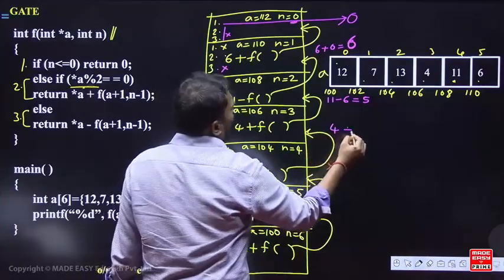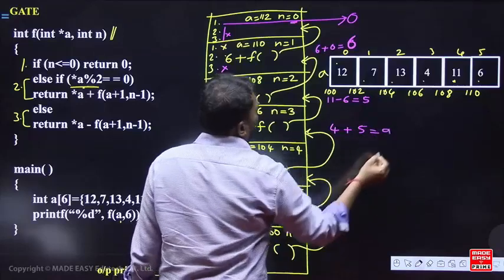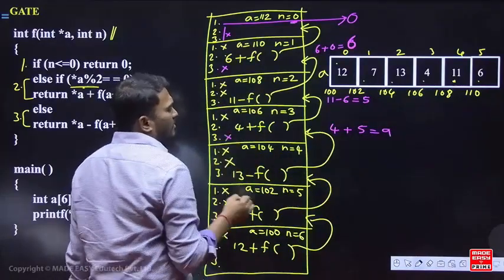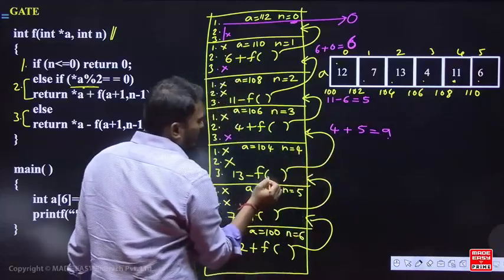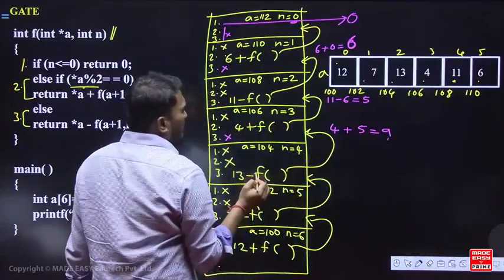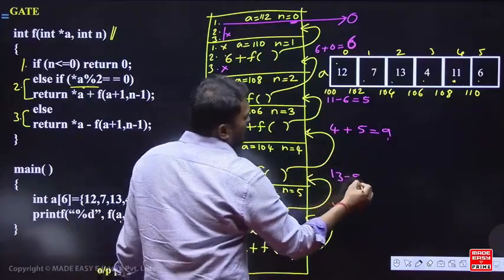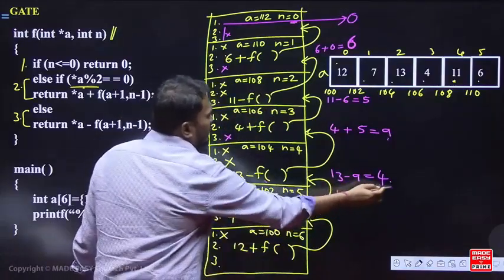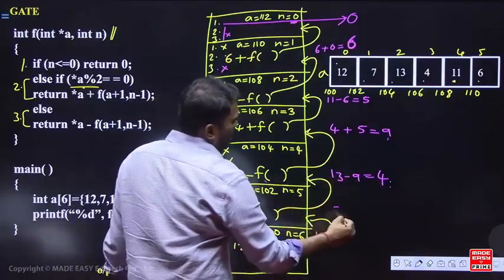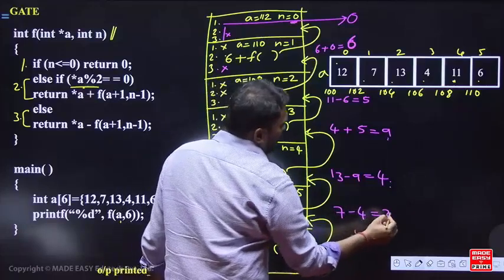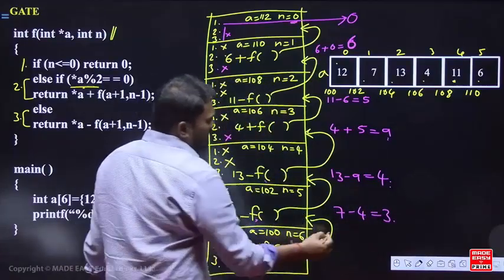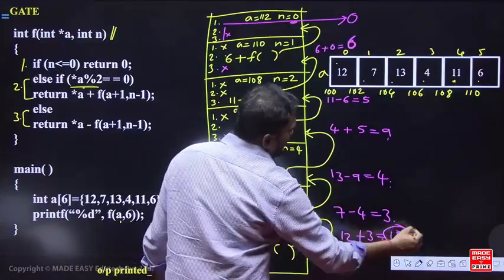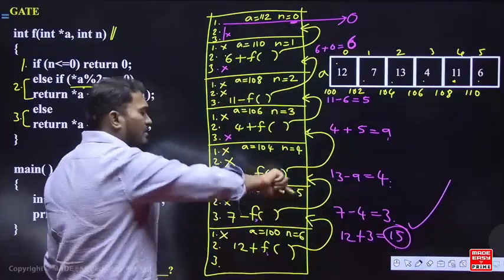So this becomes 4 plus 5, that is 9. Since we returned from the second statement, the third is not executed. So this 9 will come here. So this becomes 13 minus 9, that is 4. So that 4 will come here, and this becomes 7 minus 4, that is 3. That 3 will come here. So that becomes 12 plus 3, that is 15. That 15 will be returned to what?